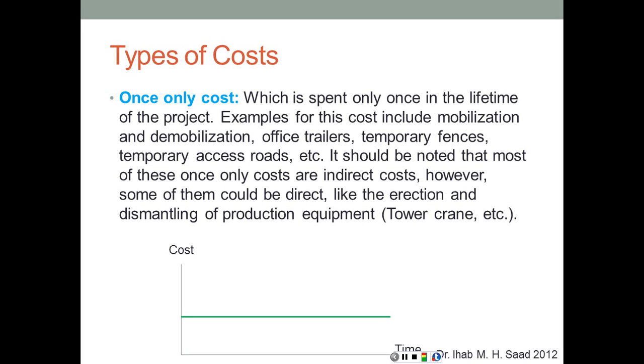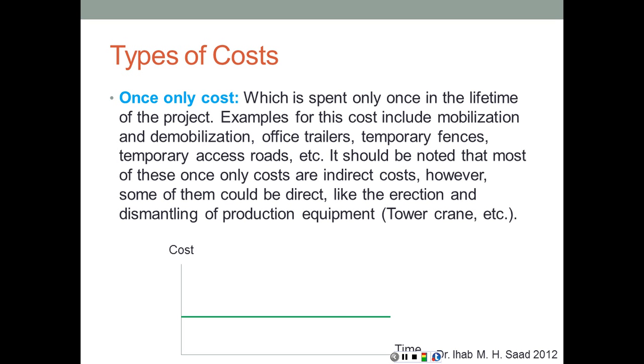It should be noted that most of these once-only costs are indirect costs. However, some of them could be direct, like the erection and dismantling of production equipment, a tower crane, for example. But in general, most of these costs are going to be indirect costs.